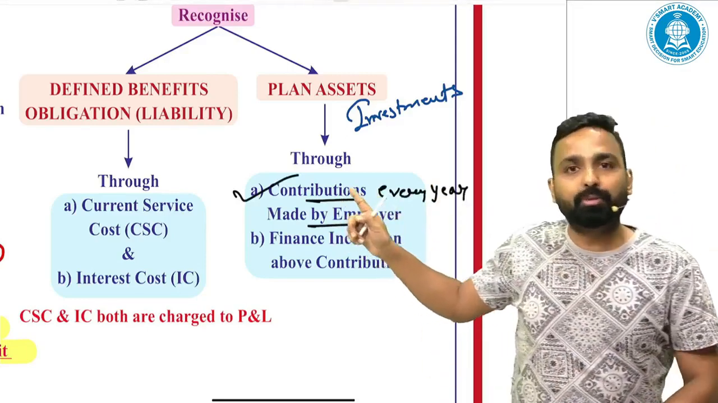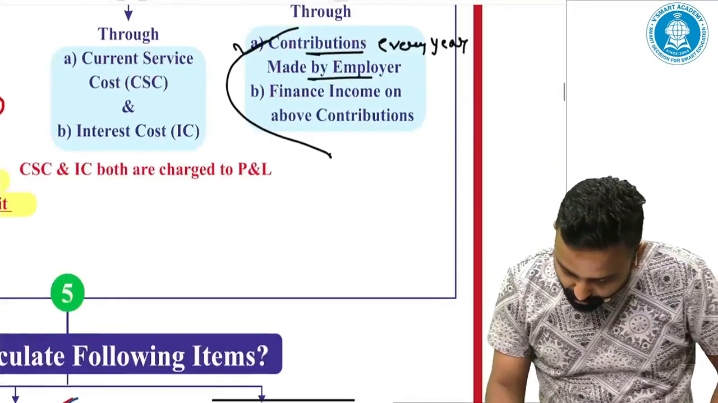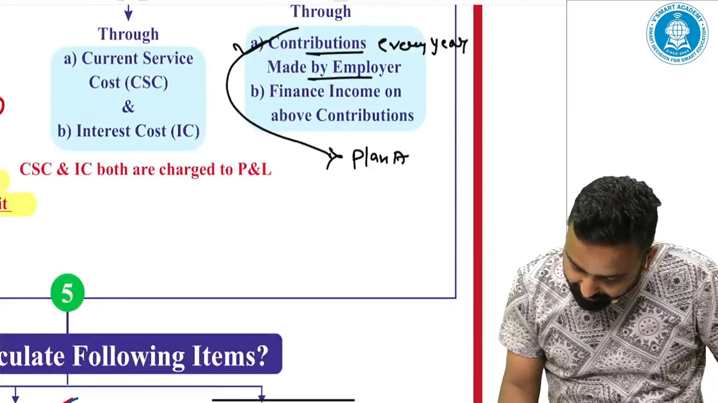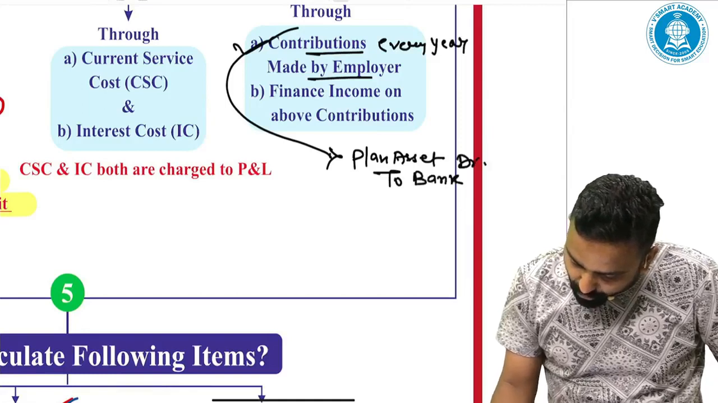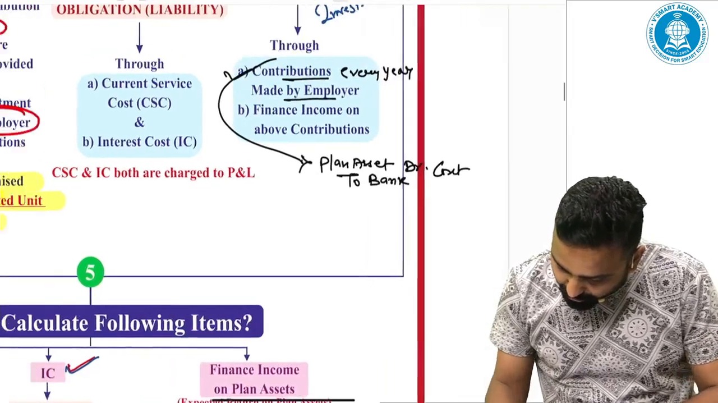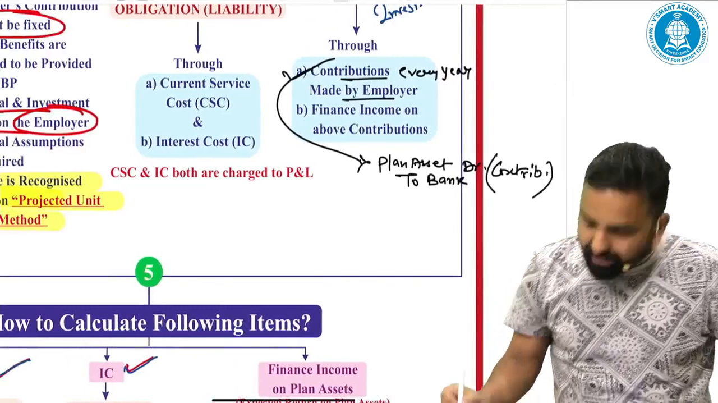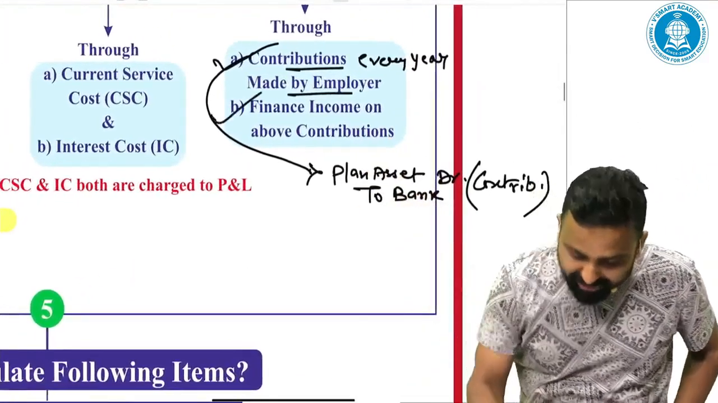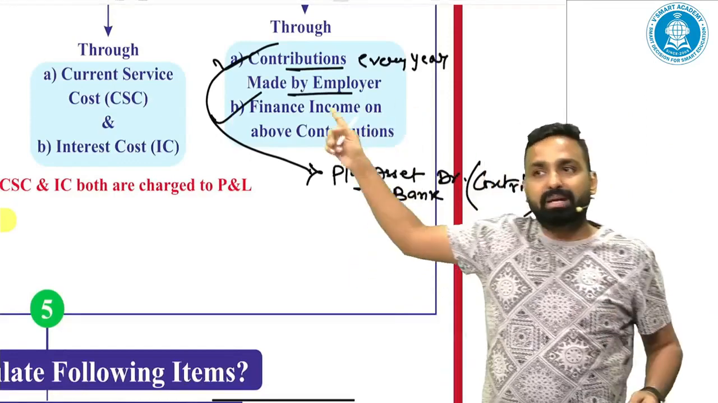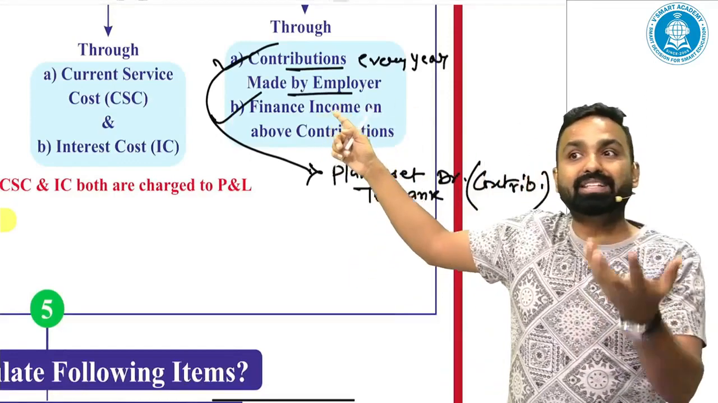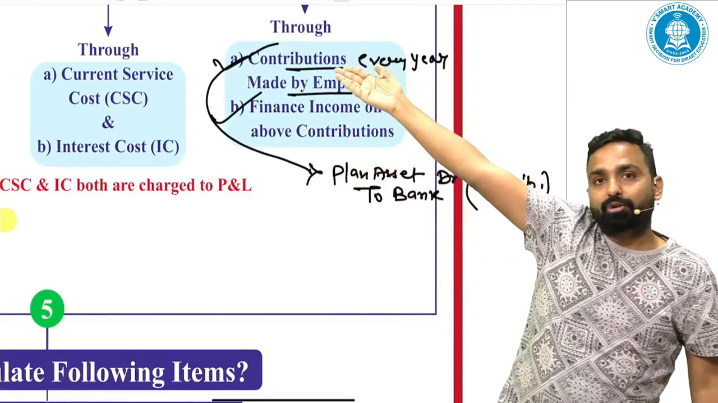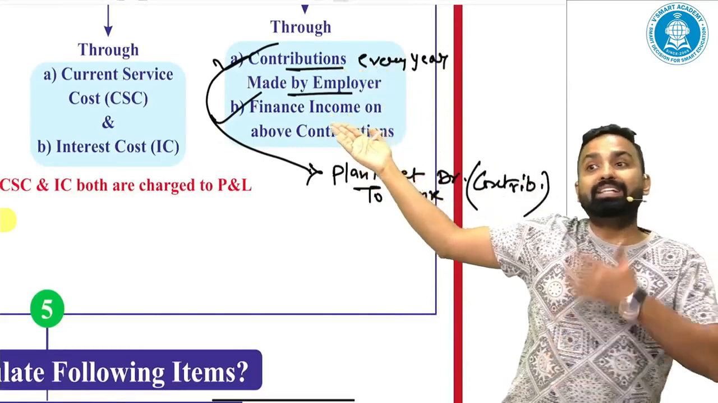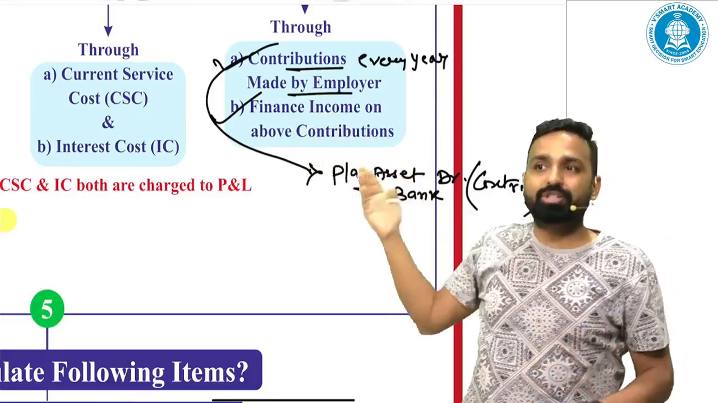So whenever you do the contribution, what journal entry you will pass? The contribution journal entry will be plan asset debit to bank. This is the contribution. Okay, and the second one is on such contributions, that means on such investment amount, you will earn the finance income. You will earn the interest income basically. So contribution you have to make and then you will earn the finance income, the overall income on such investments.